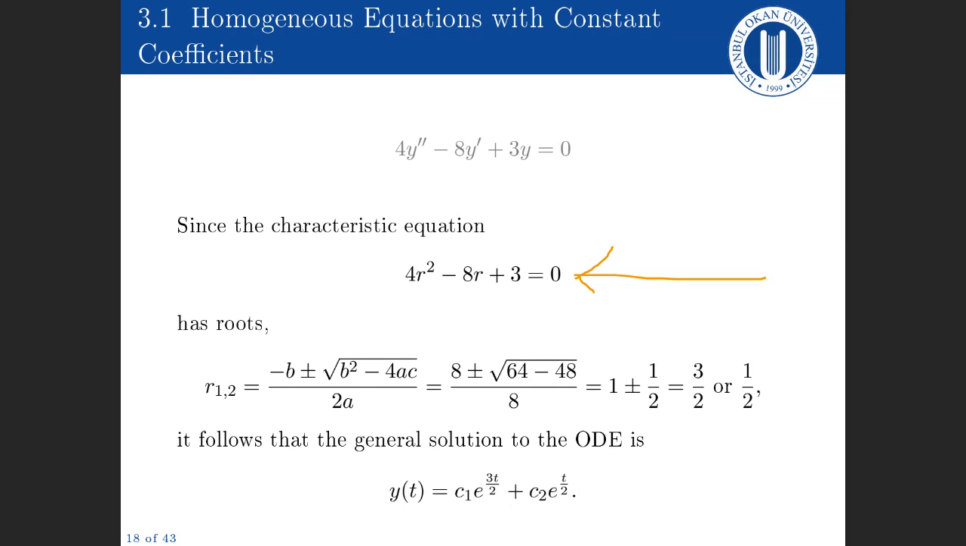We can find the roots of this characteristic equation, this time using the formula minus b plus or minus square root of b squared minus 4ac over 2a. And we find that the two roots are 3 over 2 and 1 over 2. That's all we need to do to find that the general solution to the differential equation is c1 e to the power 3 over 2 t plus c2 e to the power of 1/2 t. To finish this problem, we need to find the two constants which satisfy the initial conditions.